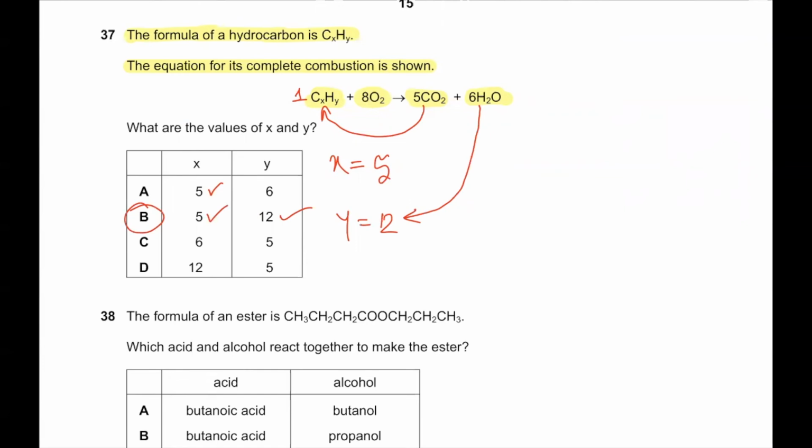Guys, always focus on the number of carbon. You will find it over here. Please make sure that it is reacting in a 1 mole ratio. If it is not, then you may need to divide. But that will be in another video, guys.